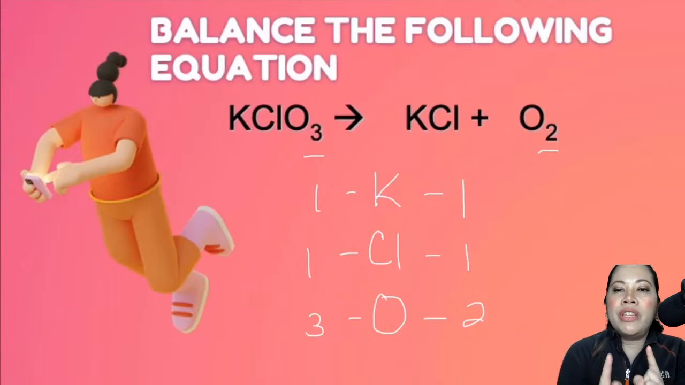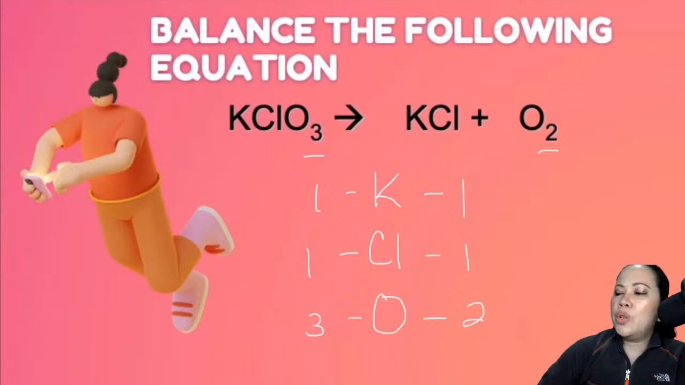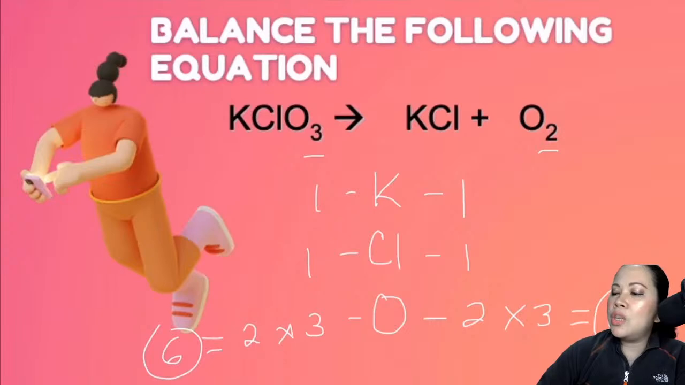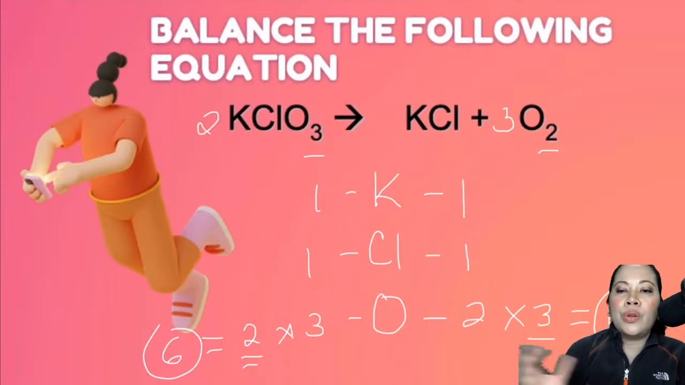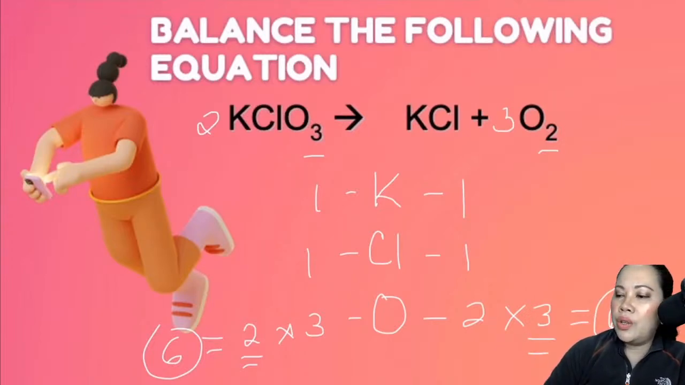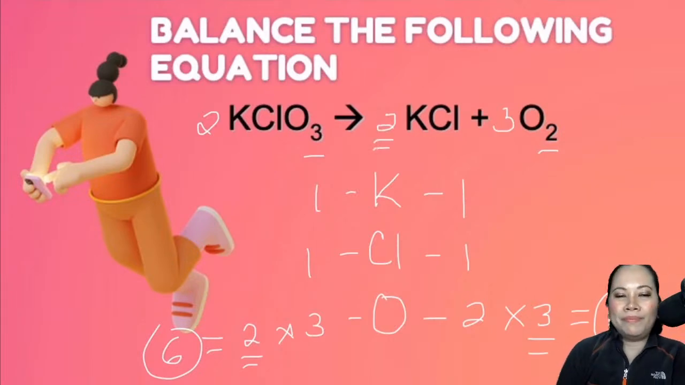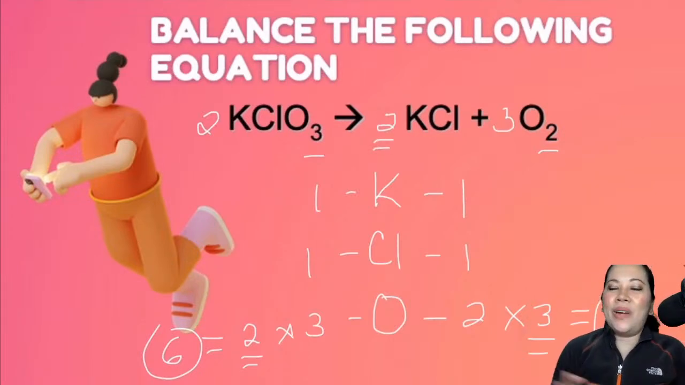If it is 2 different or odd numbers, or you have prime numbers 3 and 2, just cross over the numbers. So 2 multiplied by 3, you'll get 6, and then 3 multiplied by 2, you'll also get 6. Since you multiplied by 3, you place 3 here, and since you multiplied this by 2, you place 2 here. So it's both 6. But since you multiplied this by 2, K and Cl will become 2 as well. So you just need to place 2 here. And that is already balanced.